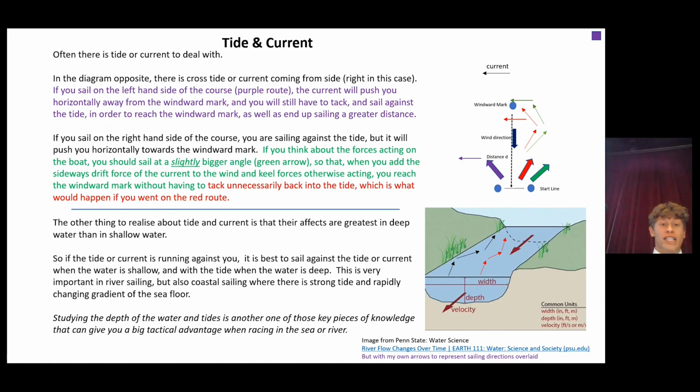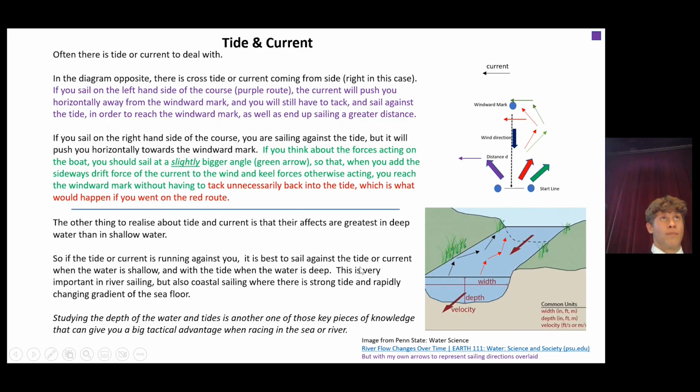However, if you sail on the right-hand side of the course, say on the green, if you think about the forces acting on the boat, you should sail on a slightly bigger angle, so that when you add sideways drift, it's a whole new force. When you add the drag and the current to it, you can see that you'll reach the windward mark without having to tack unnecessarily, such as in red, which is bad.